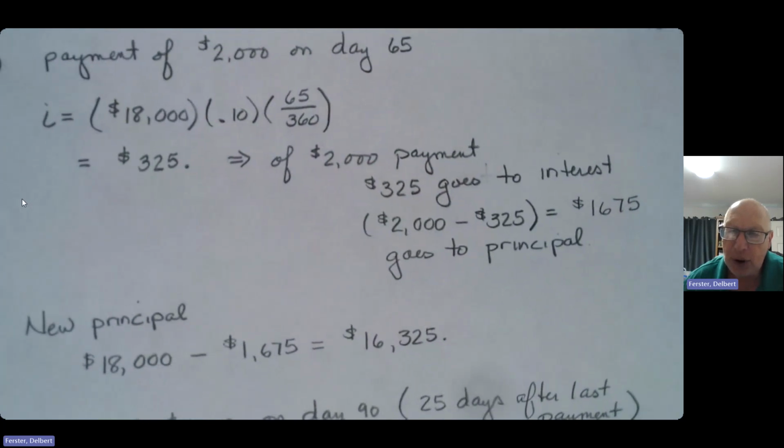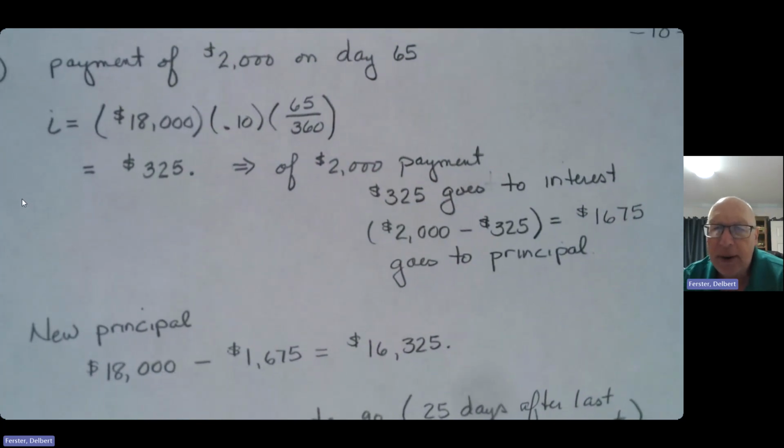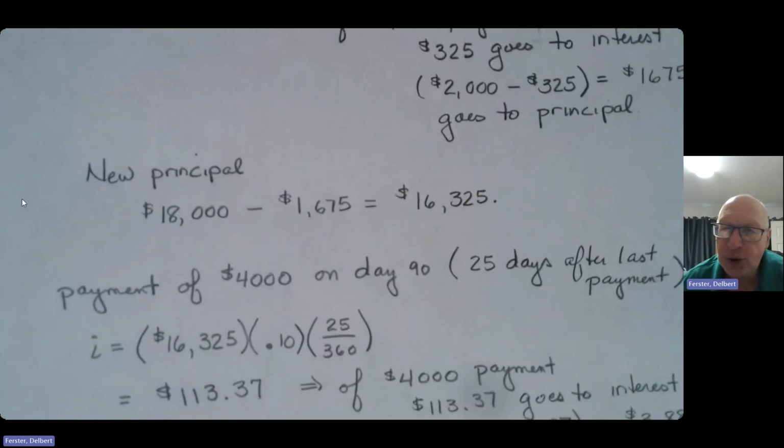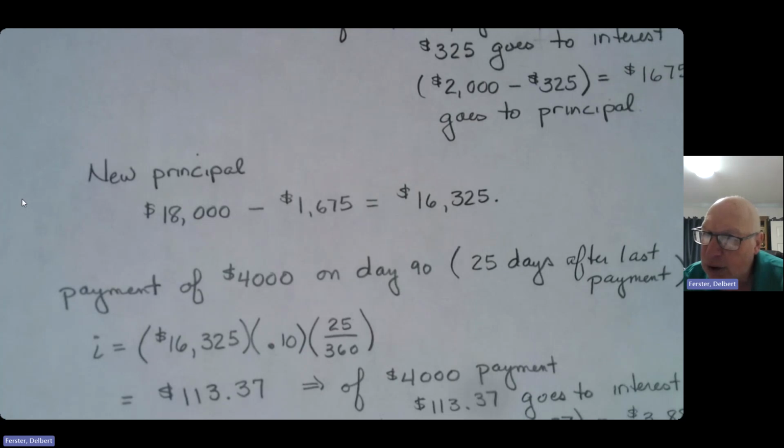All right, so you'll see that we took $325 to interest, and the $2,000 take away $325 means we paid back in effect $1,675 to diminish the amount we owe. So the new principal, $18,000, which was our original loan amount, take away the $1,675. So we now owe $16,325. Go make another payment, baby, on day 90.